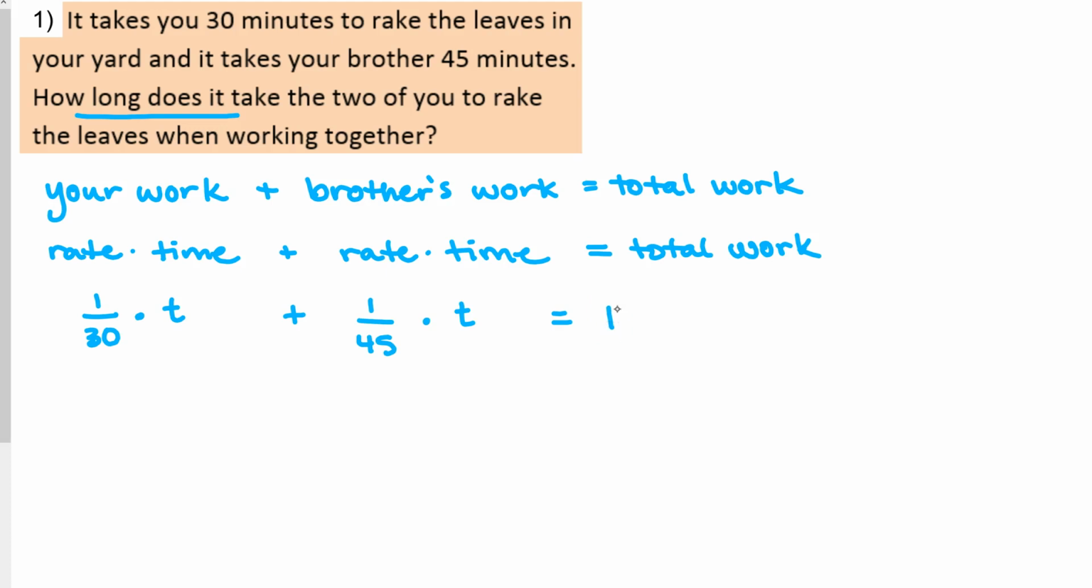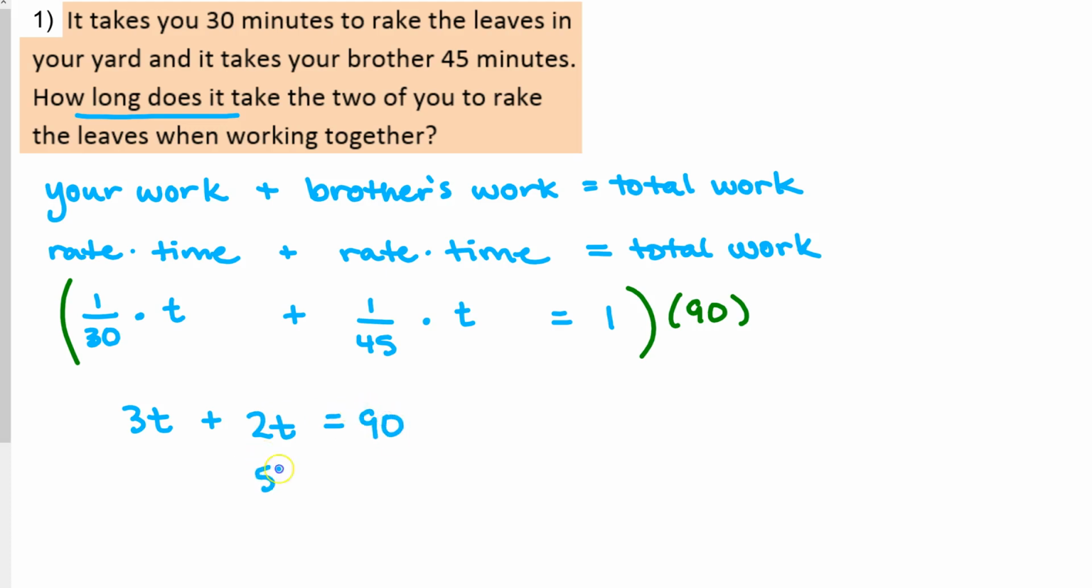Okay, so now we have this equation, and we're going to solve the equation. And because the equation has fractions in it, if you're like me, you like to clear the fractions. So let's multiply both sides of the equation by the least common multiple of 30 and 45, and that would be 90. So we're going to multiply both sides of the equation by 90 to clear the fractions. So the first term, 1/30th t times 90 would be 3t. And then the second term, 1/45th times t times 90 would be 2t. And then on the other side of the equation, 1 times 90 is 90.